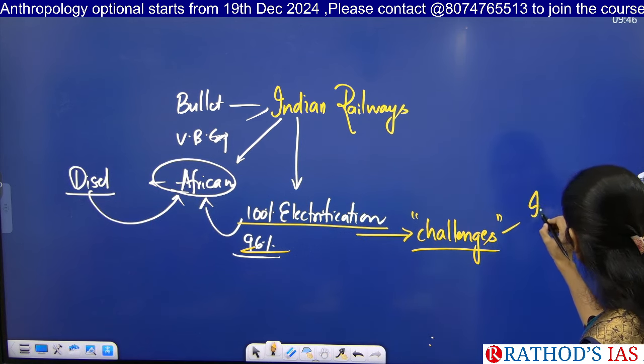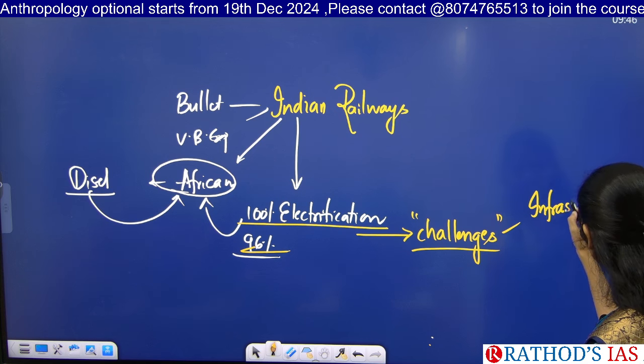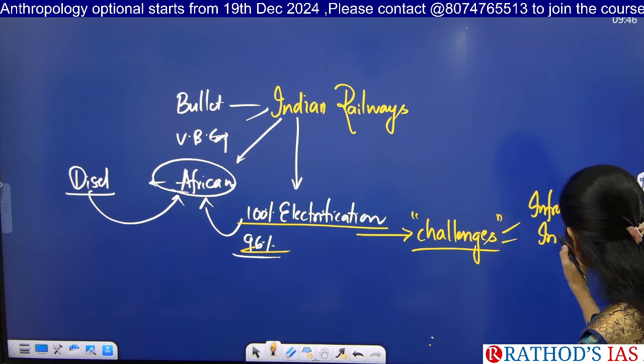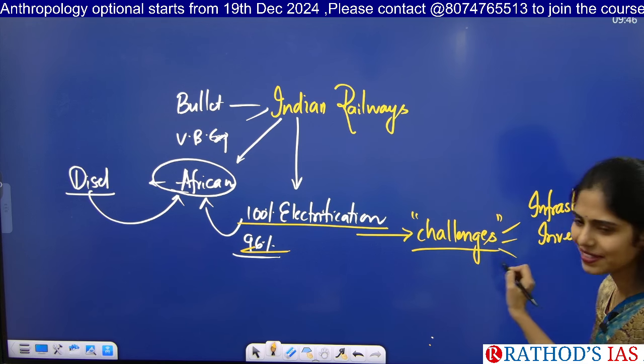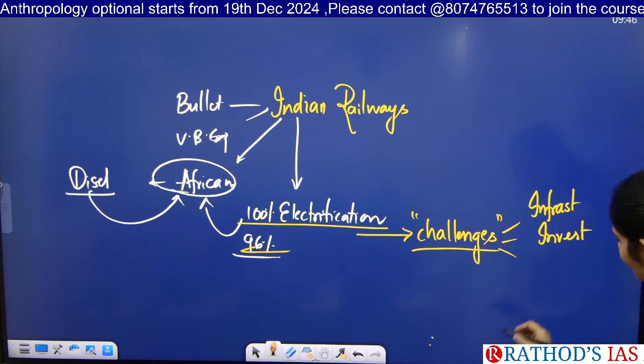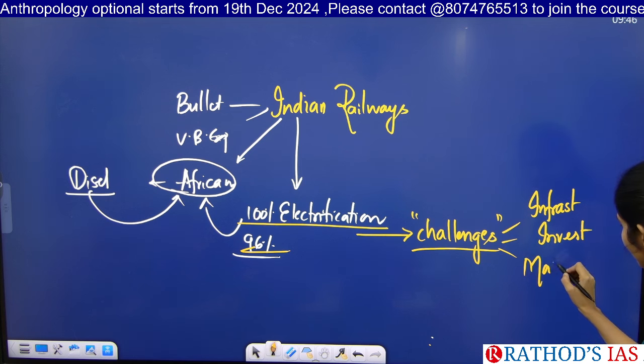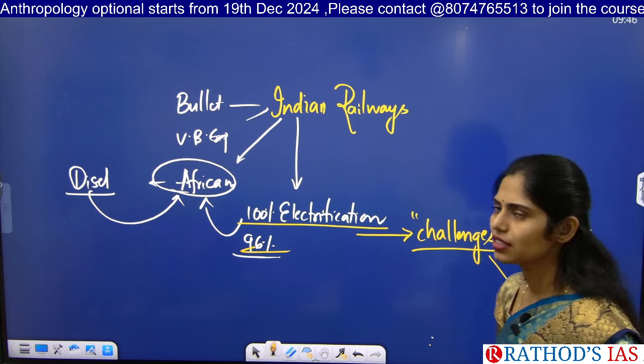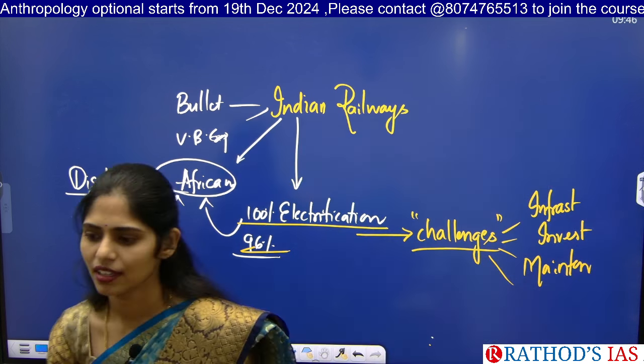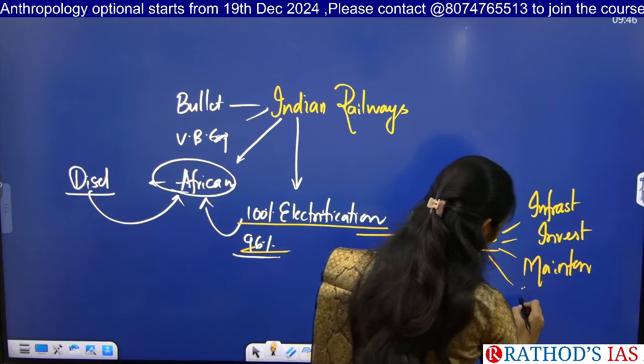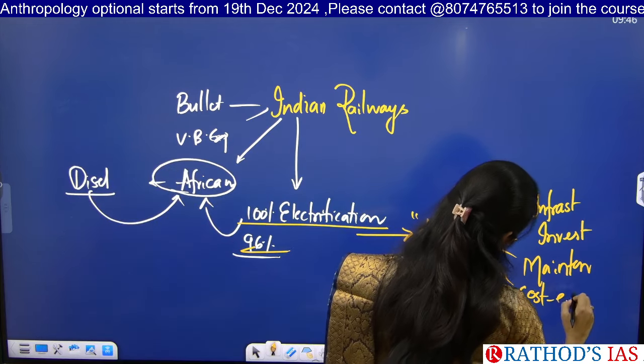Okay, infrastructure. Next. Okay, investment. Next. Okay, maintenance. Next. Investment, infrastructure, maintenance. Apart from this, cost effectiveness. Okay. Next.